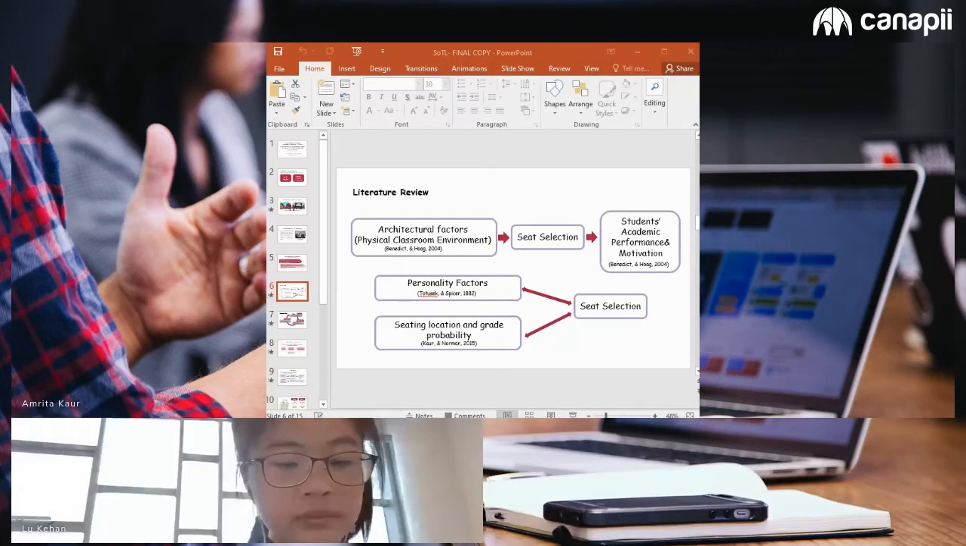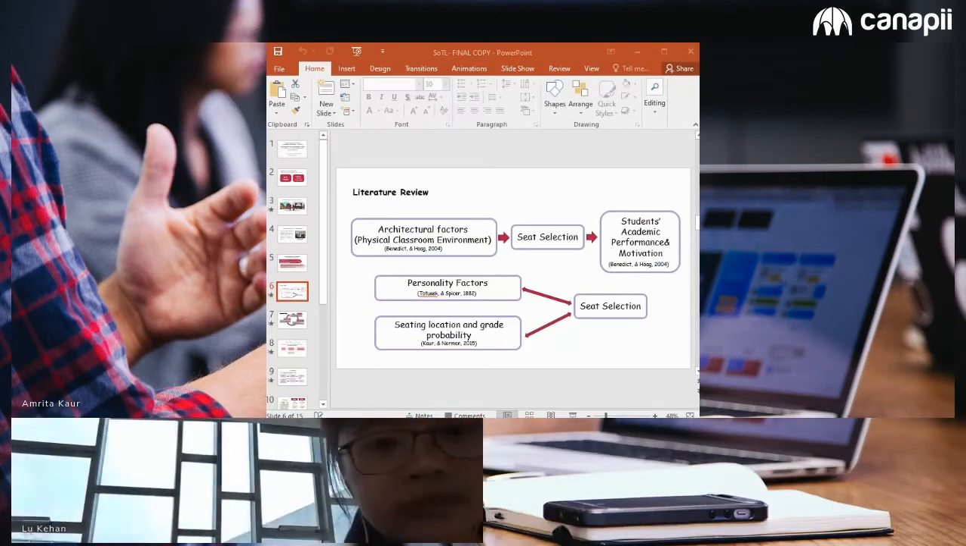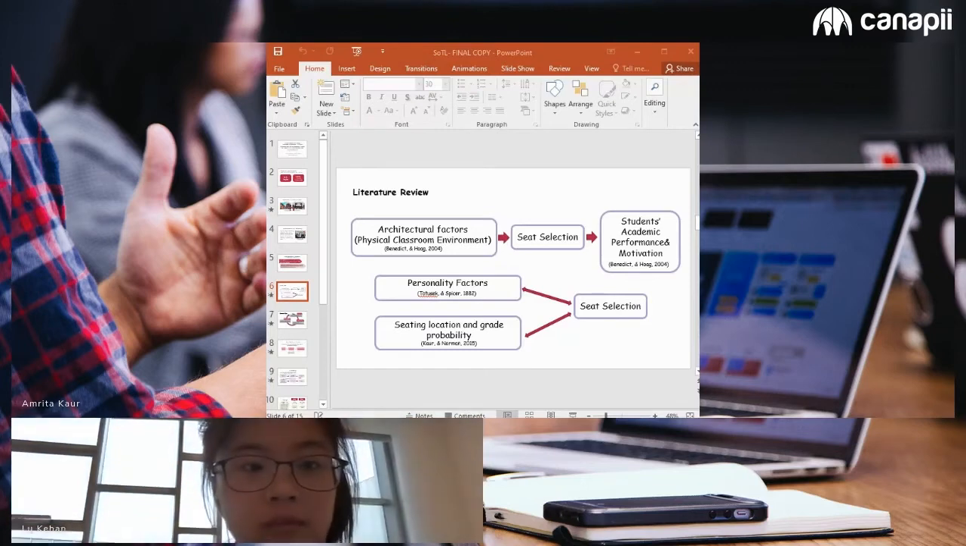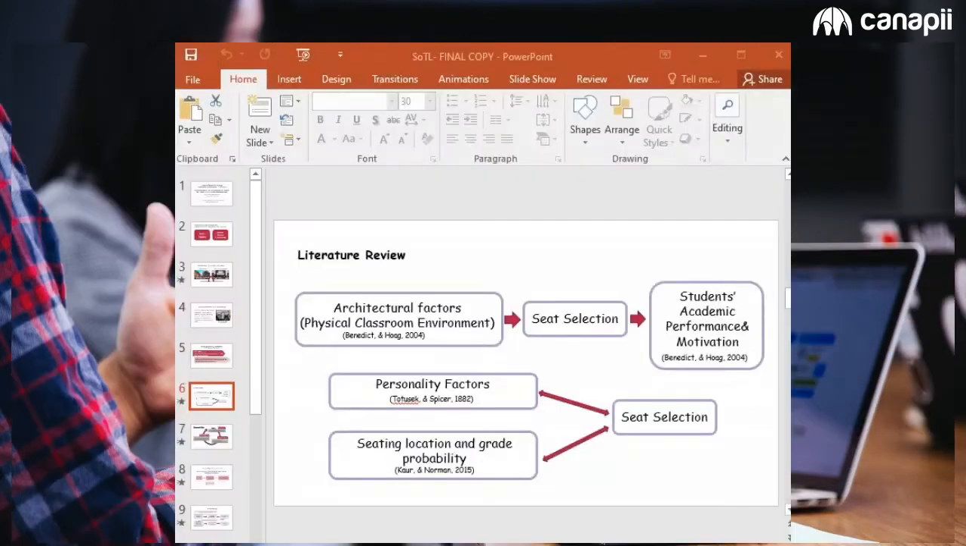Lulu will talk about literature review and methodology. Lulu, you can keep your video turned off because there's a problem with bandwidth. Okay. Hello, everyone. I'm Lulu, and it is my privilege to talk about the research on seating arrangement: what really matters. Now I will briefly introduce the literature review part.